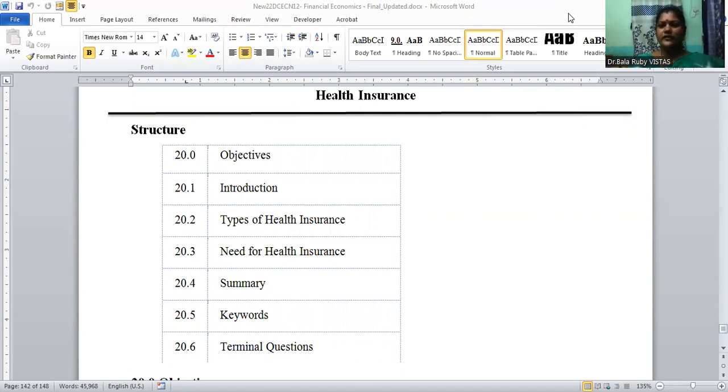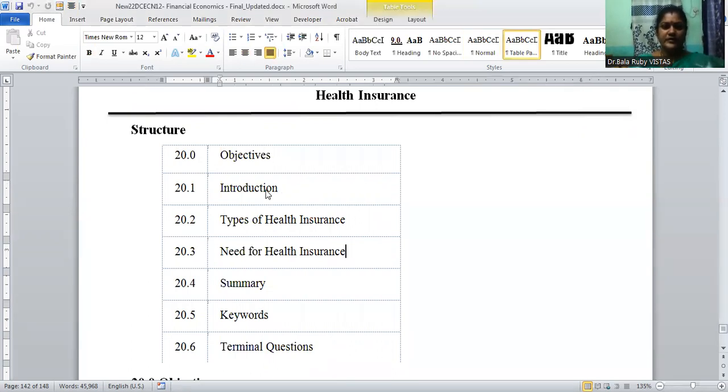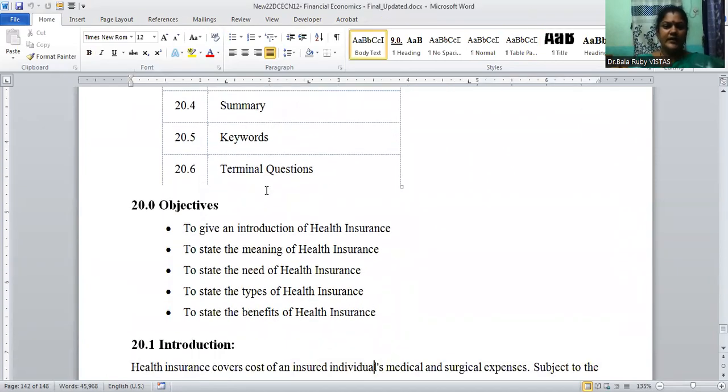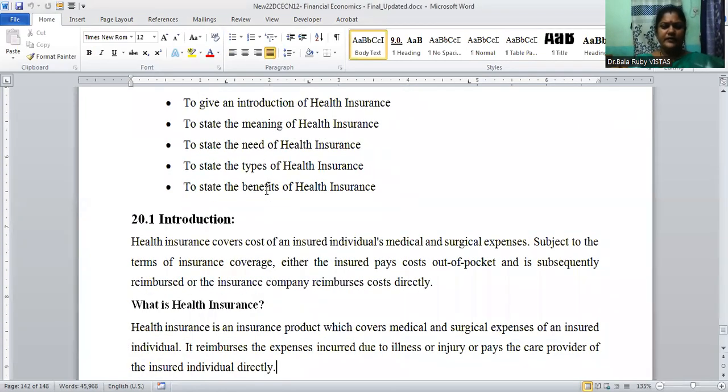So, in today's class, we are going to discuss health insurance. Let us concentrate on what is health insurance, what are the different types of health insurance, and what is the need for health insurance. Health insurance covers the cost of an injured individual's medical and surgical expenses. Subject to the terms of insurance coverage, either the injured pays the cost out of pocket and is subsequently reimbursed, or the insurance company reimburses the cost directly.